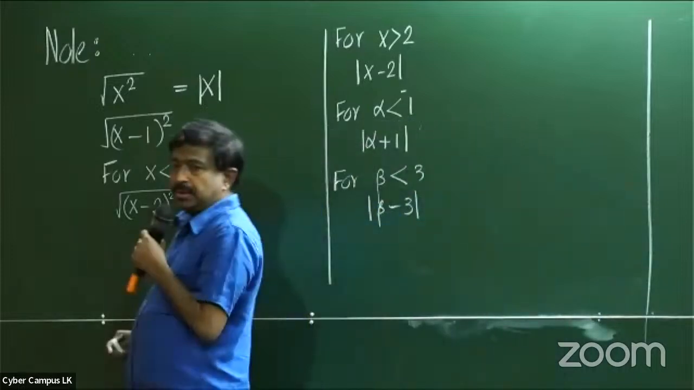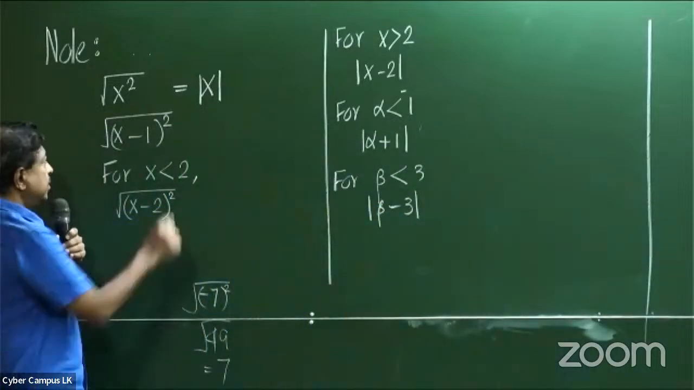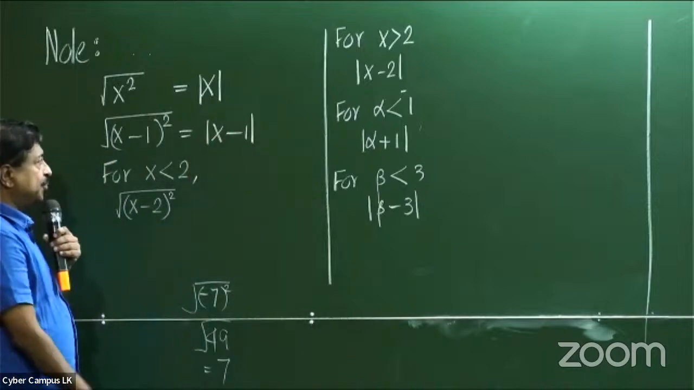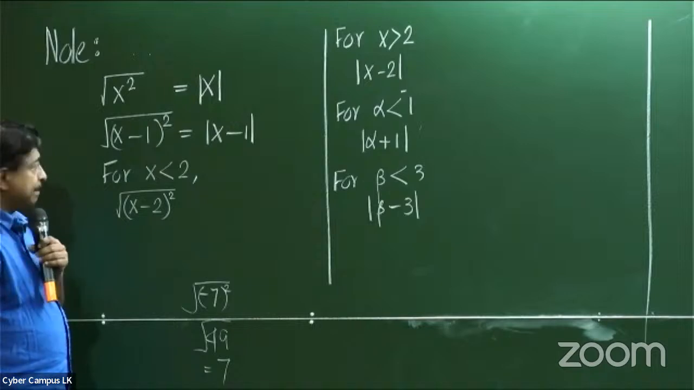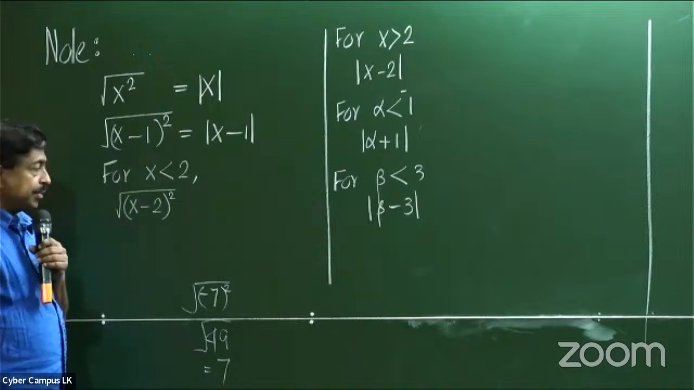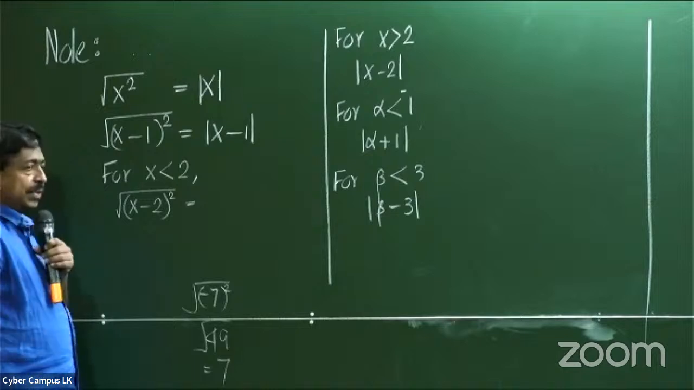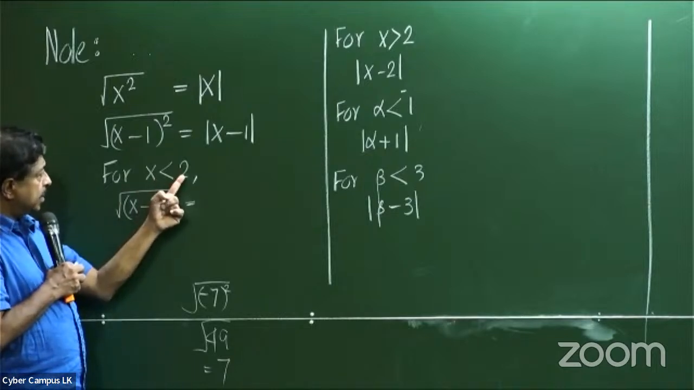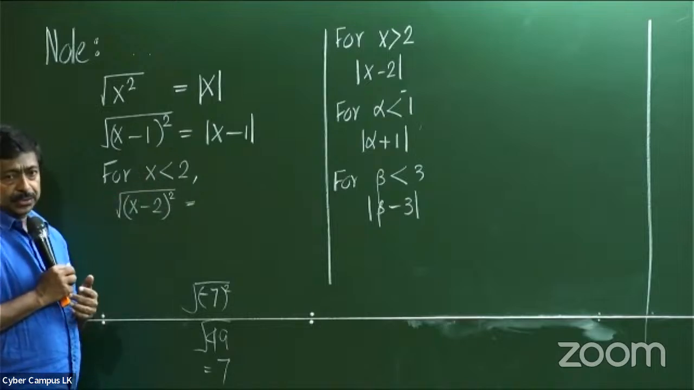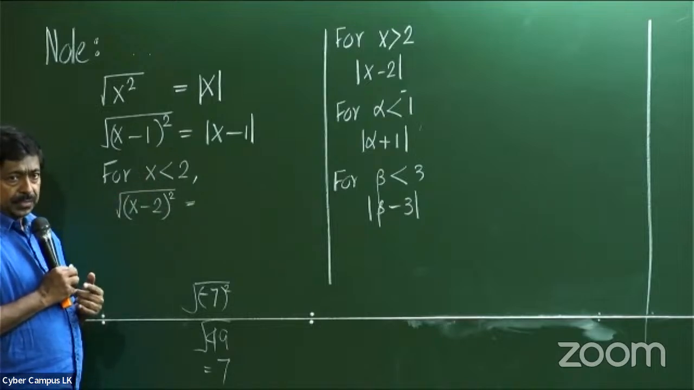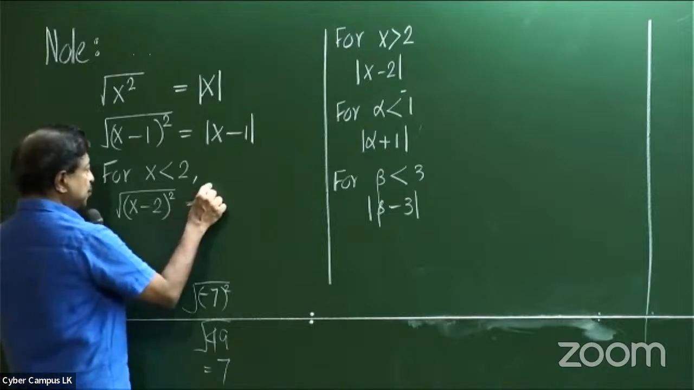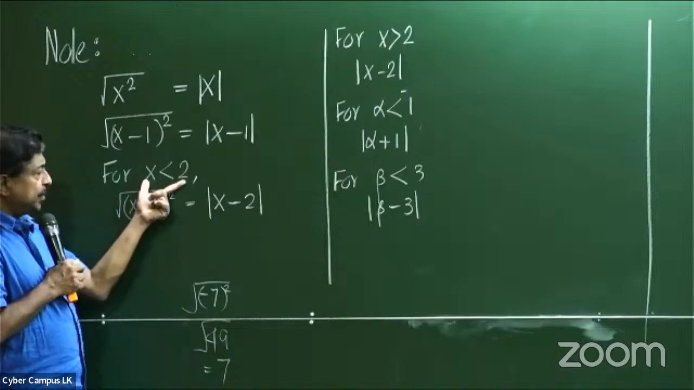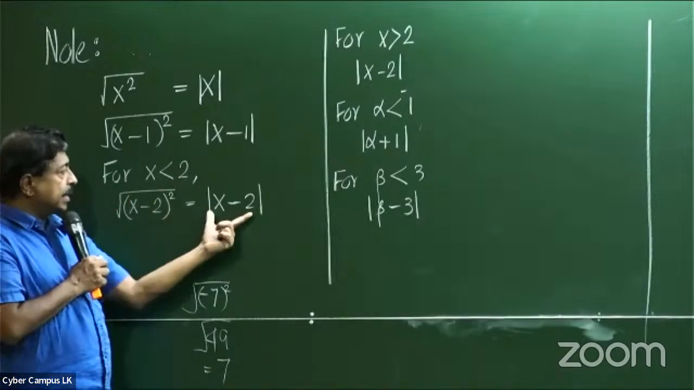And here, x minus 1 quantity squared. Again, it's the same: mod quantity x minus 1. What about the third one? When x is less than 2, what you can say is that x minus 2 is less than 0. Then you can, of course, write it as mod x minus 2. Since you know the range of x, in particular, you can write it like this.